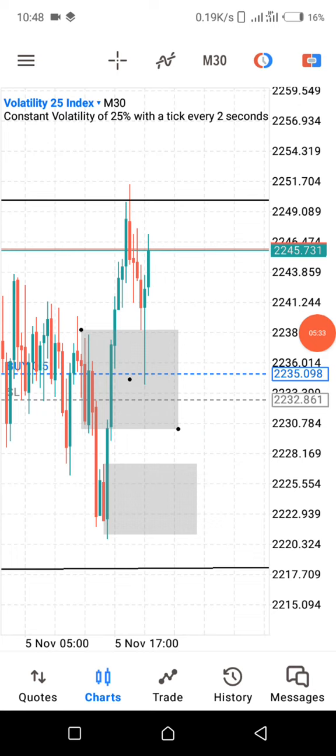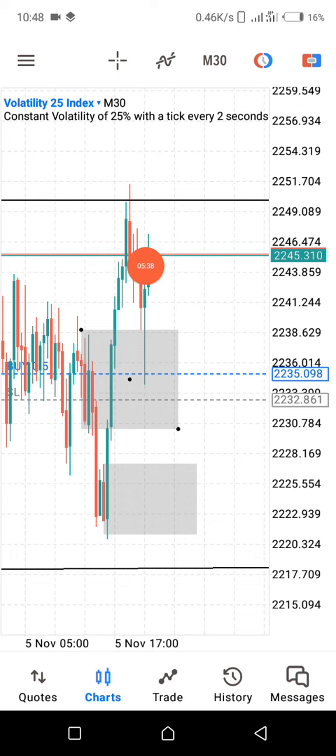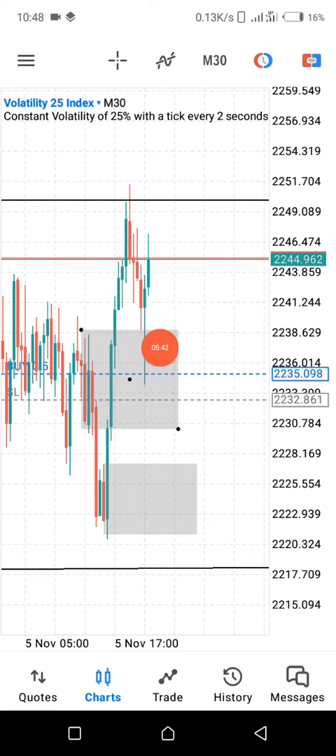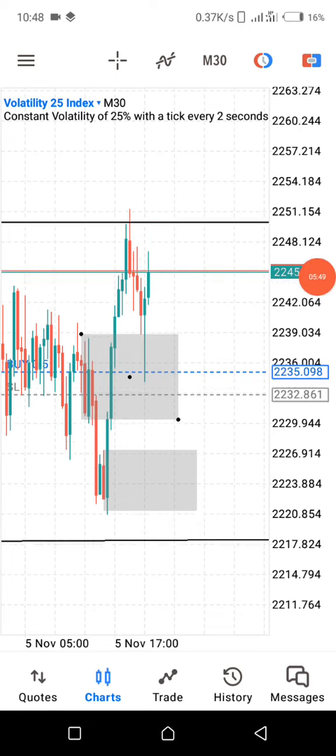But why did I enter the trade seeing that the market has tapped into the zone? Why didn't I take the trade immediately? It tapped into the zone here. Why did I have to wait for the middle of the zone? It was because I wanted to use the Fibonacci.